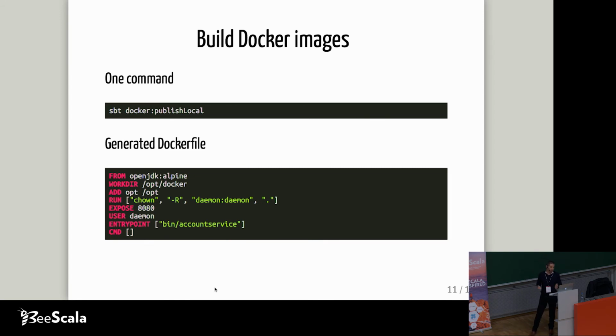This is the command that you have to run to generate the images. SBT Docker publish local. It's going to build the images and publish them on my local repository. And this is basically the generated Docker file. You should not bother too much, but I just wanted to show it to you.